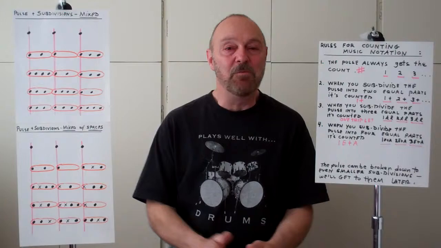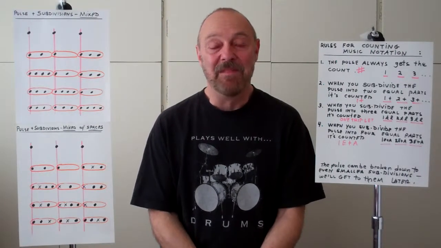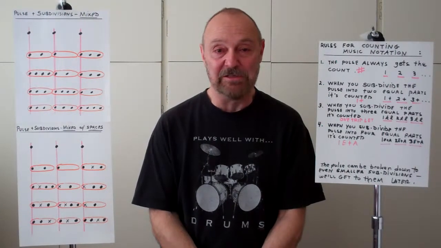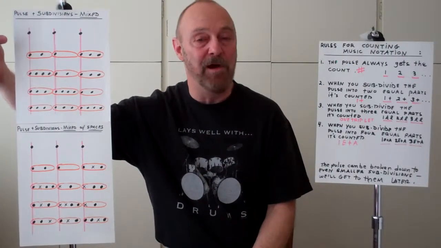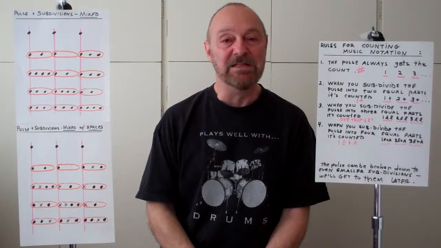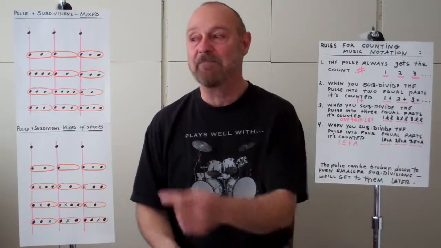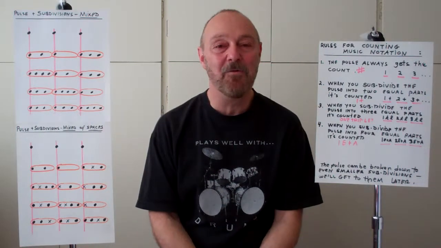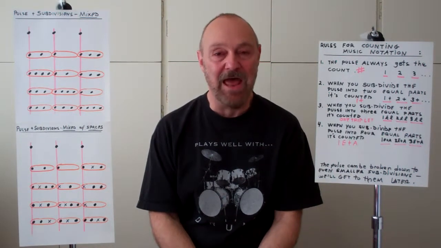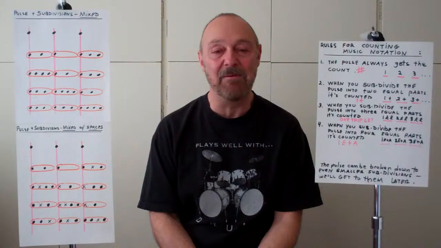So you can see we can have different numbers of pulses per bar. In this example we have 3 pulses per bar, and we can subdivide them, we can mix up the subdivisions, and we can leave spaces. We're well on our way to start applying these principles towards reading music.